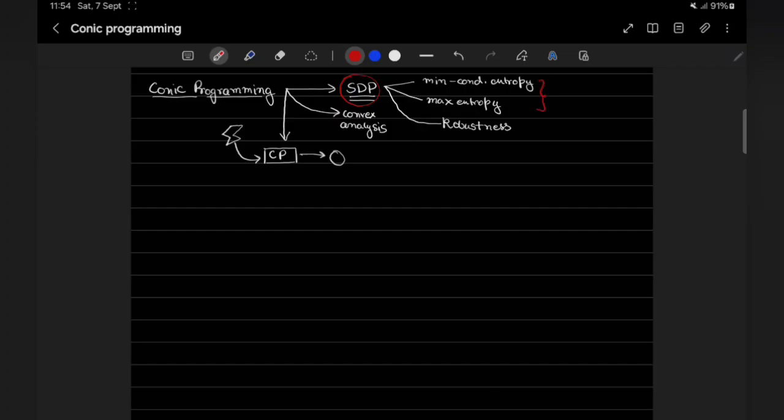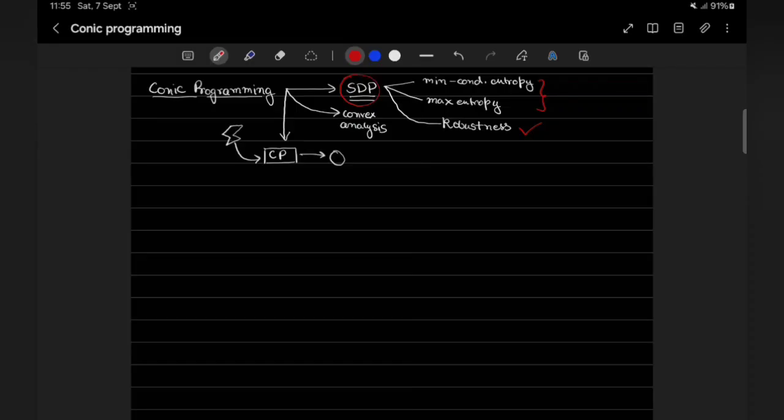So these are two we will discuss, and we will also talk about robustness and how you can frame the semi-definite program of robustness. Further, conic programming helps in applying tools from convex analysis to quantum information theory and in various applications of mathematics in general.